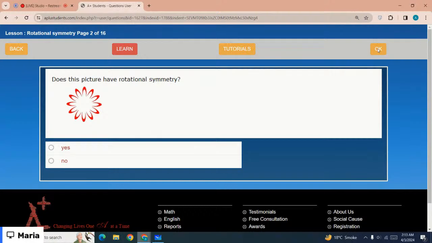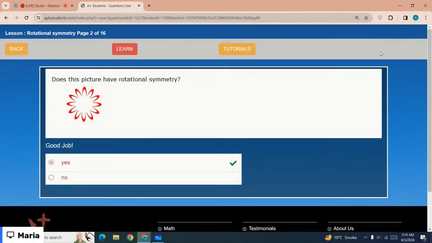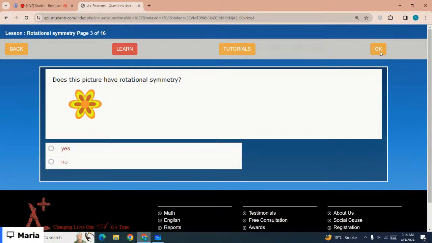Does this picture have a rotational symmetry? Yes or no? Yes, it is right, because from all the sides the image looks exactly the same, right? So that means the picture has rotational symmetry. The correct option is yes. Whatever turn you make, the image is the same, right?